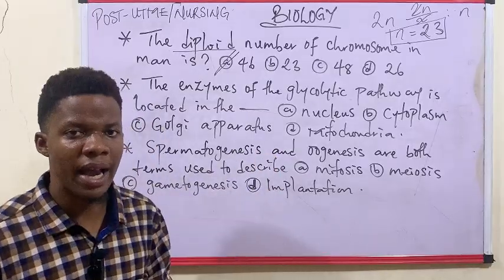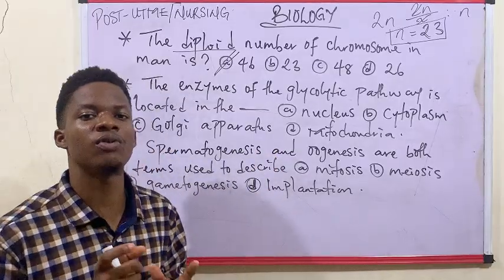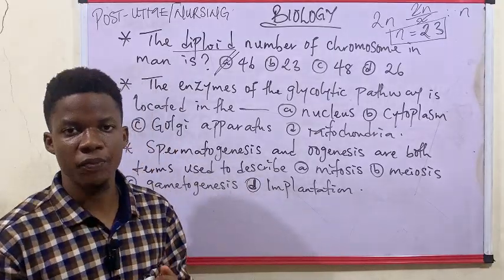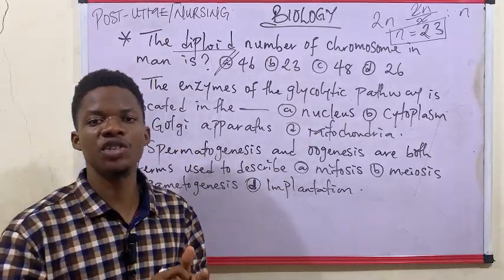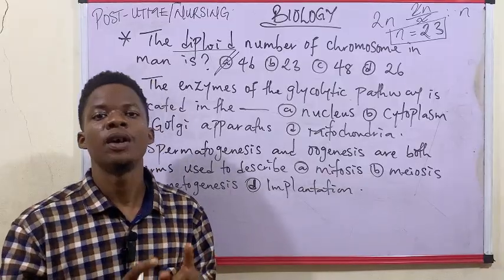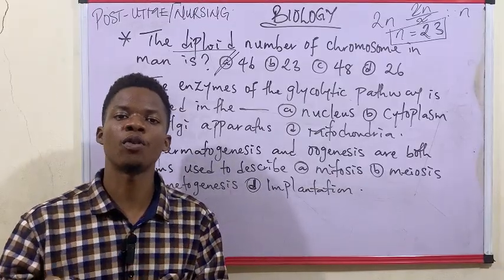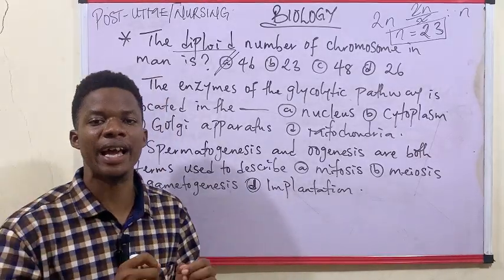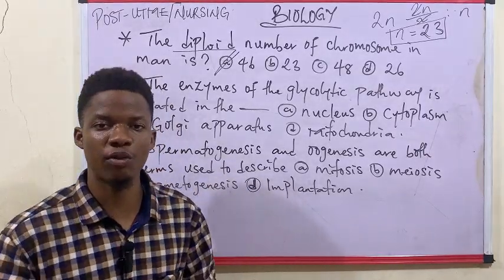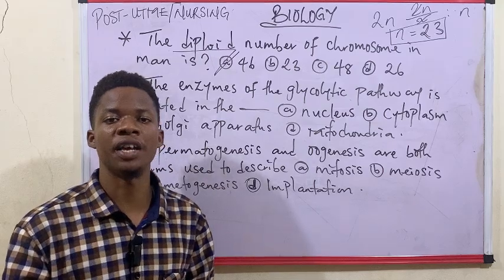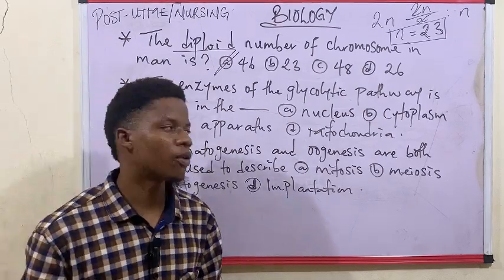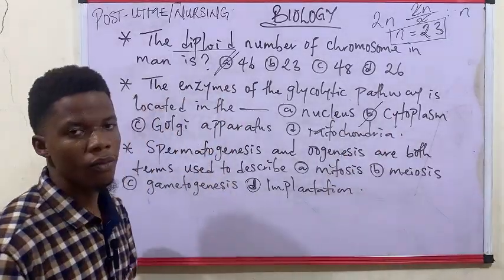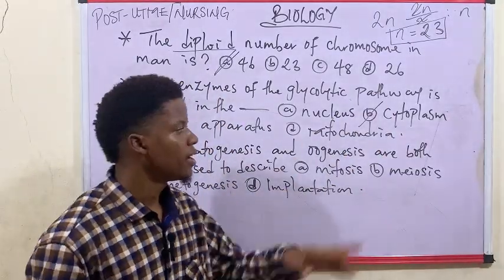One thing you need to bear in mind is that glycolysis, or the glycolytic pathway, occurs in the cytoplasm. So for the fact that the glycolytic pathway occurs in the cytoplasm, the enzymes that carry out the process of glycolysis are also going to be found in the cytoplasm. So our correct answer is option B, not mitochondria.